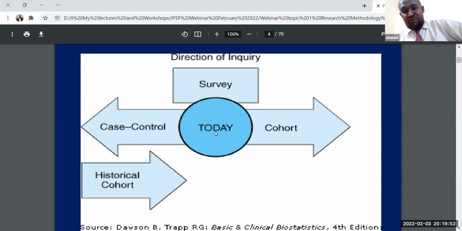And if the data is only collected today, what is already available, either prospective or retrospective, like using a survey, this may represent a cross-sectional study. We also have historical cohort, which is like cohort in the direction. That means we go in the same direction, but we start from the past, then we go until we reach today, or maybe we extend to the future.